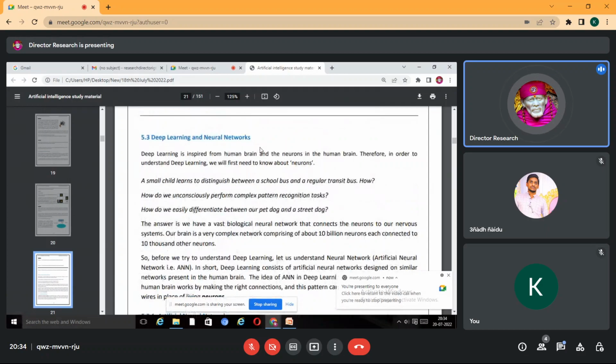Deep learning and neural networks. Deep learning is inspired by the human brain and the neurons in the human brain. Therefore, in order to understand deep learning, we'll first know about neurons.